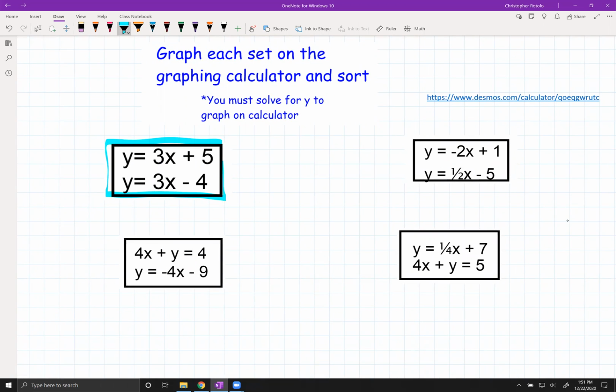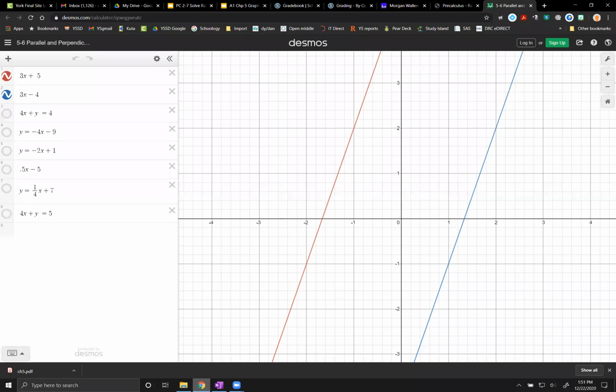So here's my y equals 3x plus 5 and y equals 3x minus 4. Now, we have an inkling right now that these should be parallel lines. Why is that? Because the slope is 3 for both of these equations. So the slope of line 1 and slope of line 2 are both 3. So let's take a look at it here.